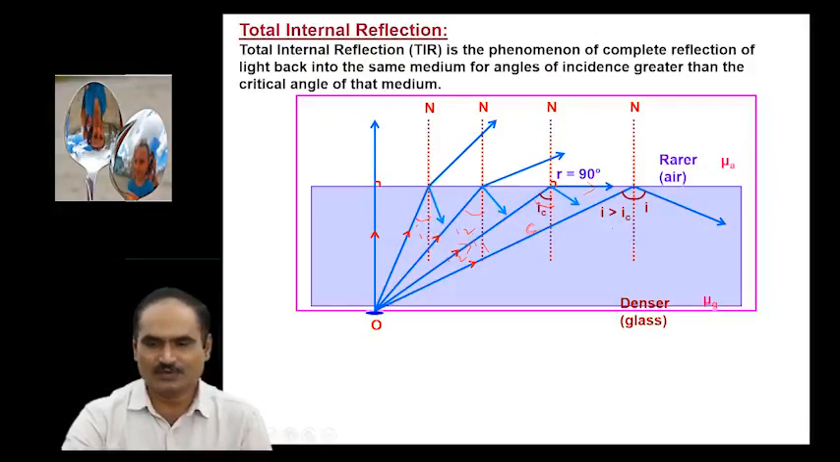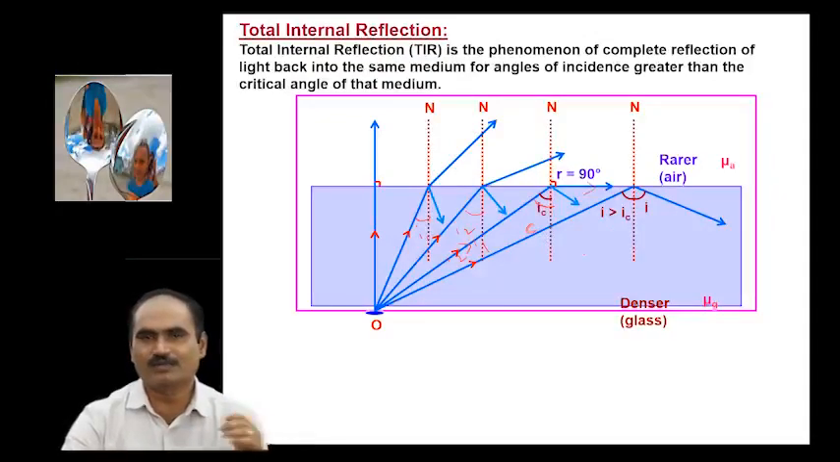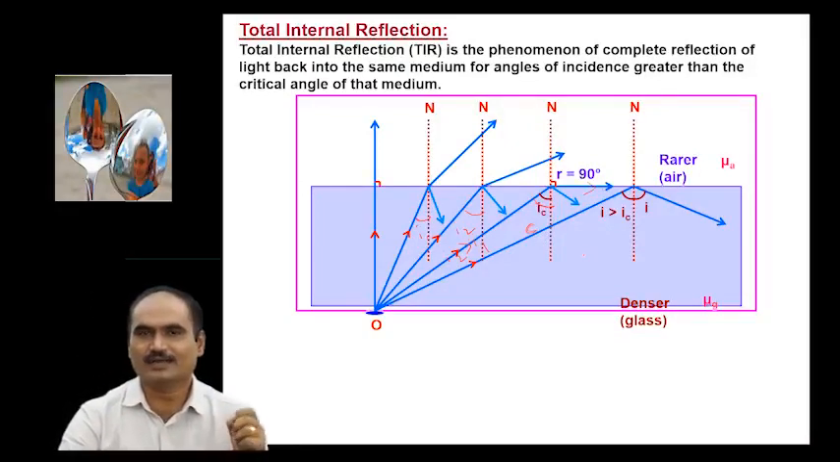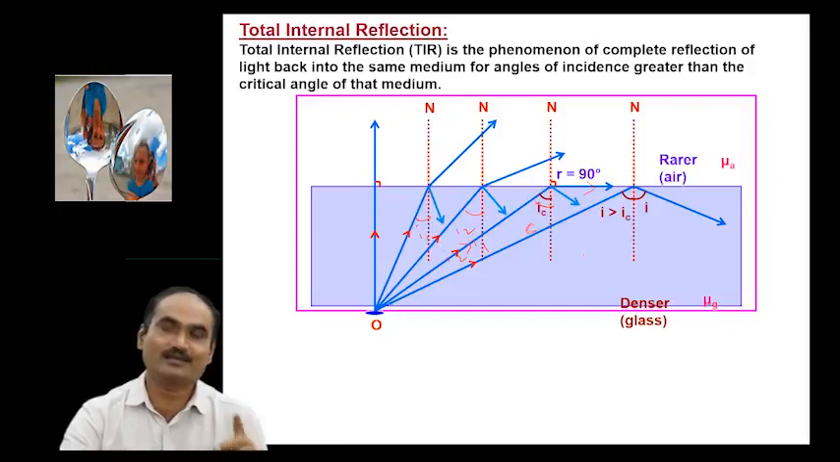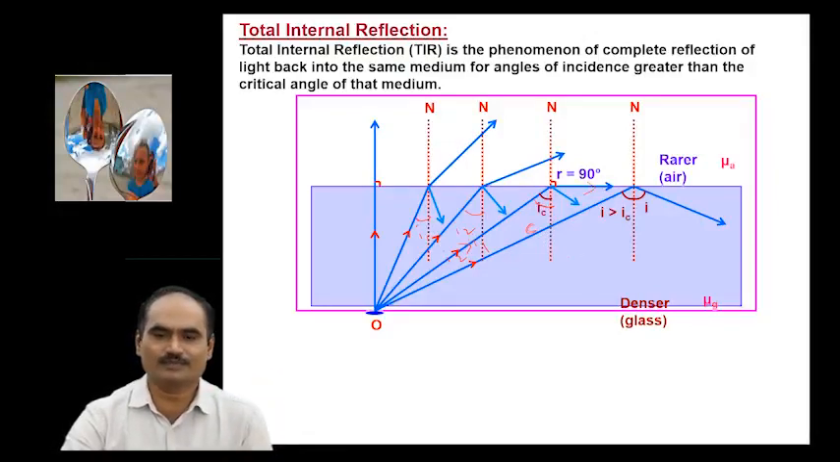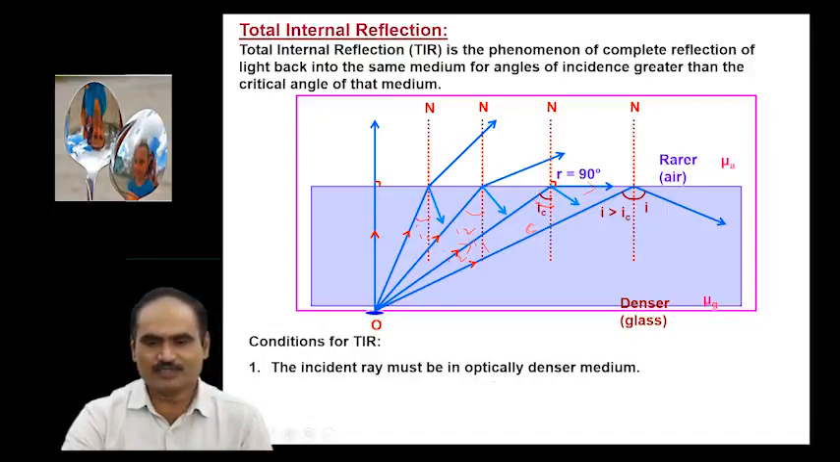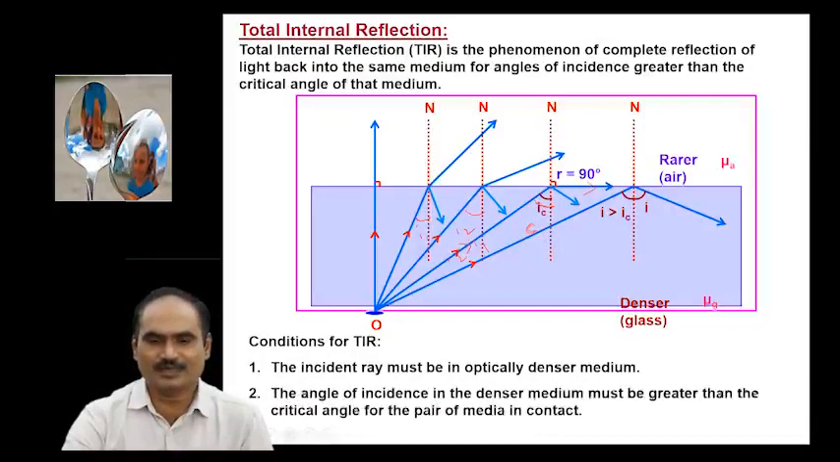So the conditions for total internal reflection are two. Number one, the light ray has to travel from denser medium to rarer medium. Number two, the angle of incidence must be greater than the critical angle. Then only this will happen. So the incident ray must be in the optically denser medium, and the angle of incidence must be greater than the critical angle.